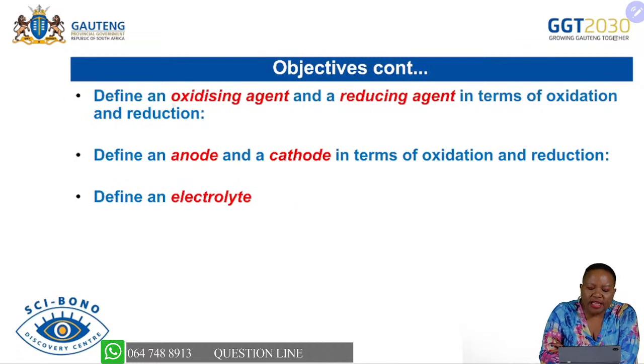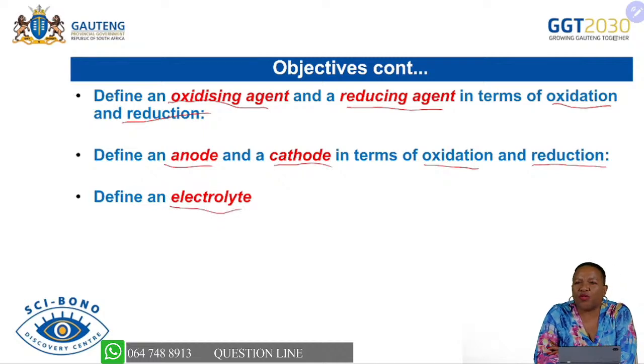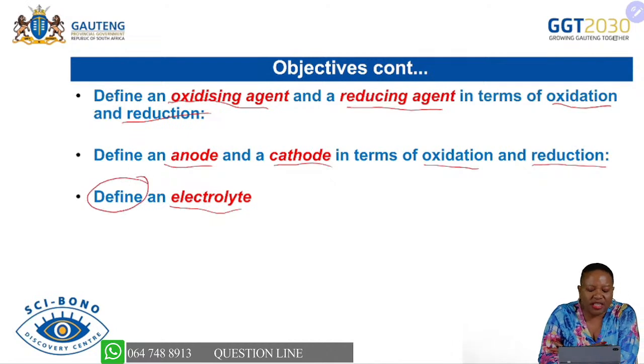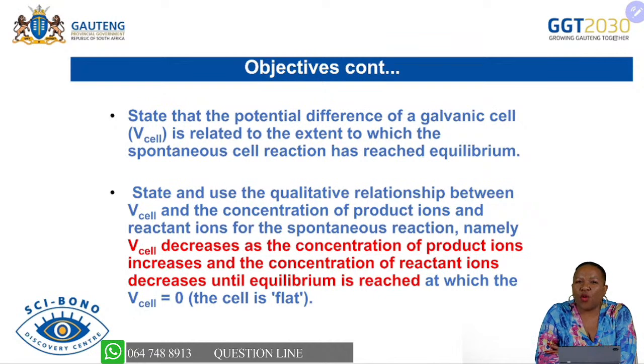We'll also look at the definition of oxidizing and reducing agents in terms of reduction and oxidation. And then we'll define the anode and cathode in terms of oxidation and reduction. So these are all the definitions that we need to know before we start understanding this topic. We will also define an electrolyte. So the definitions that I've already stipulated are the definitions that you must know before you understand what is happening in this topic, because these are the definitions that will assist you to understand what is exactly happening in terms of the electron transfer.